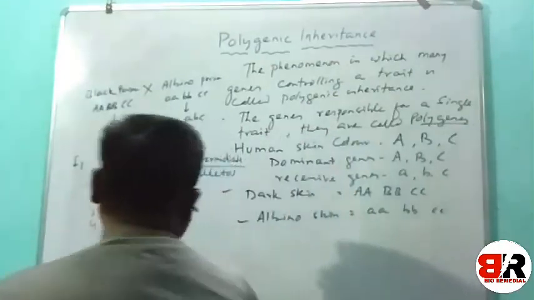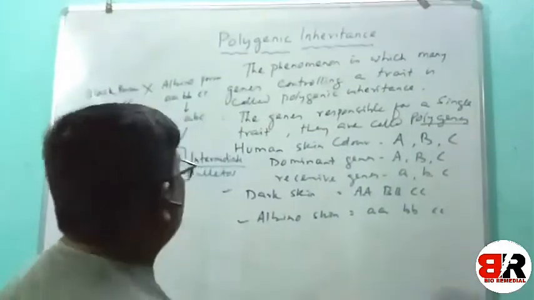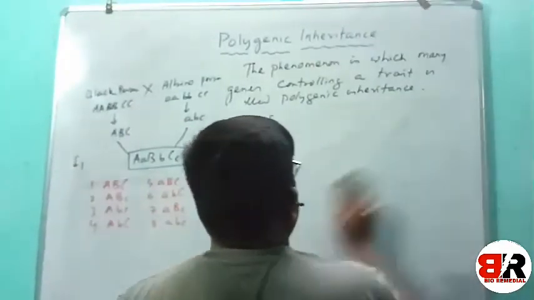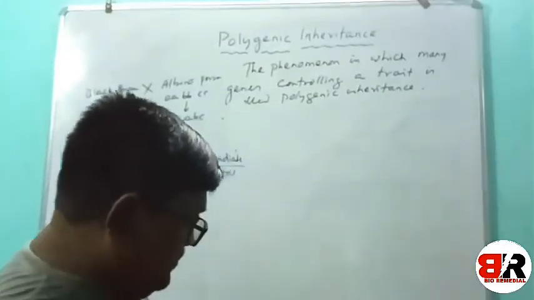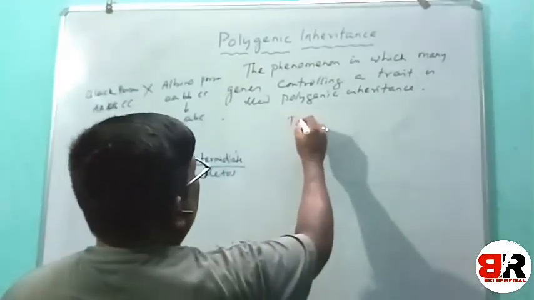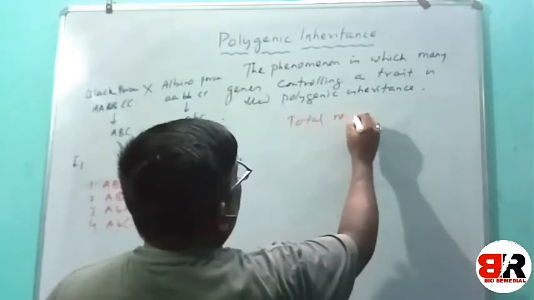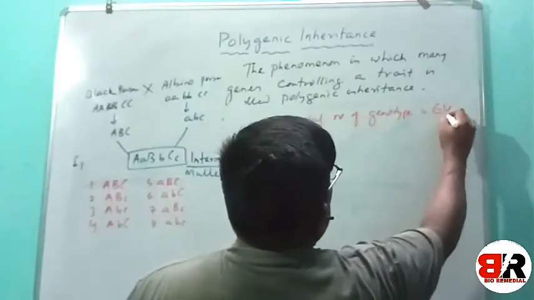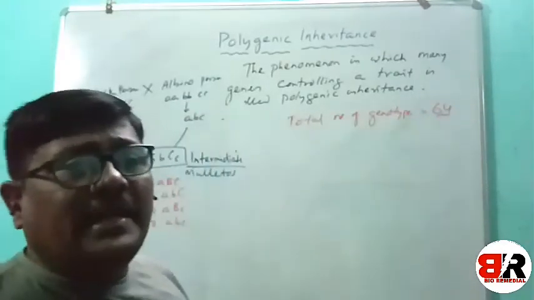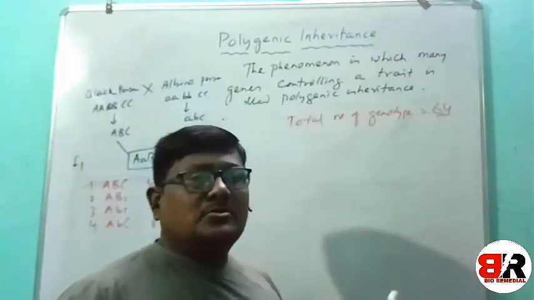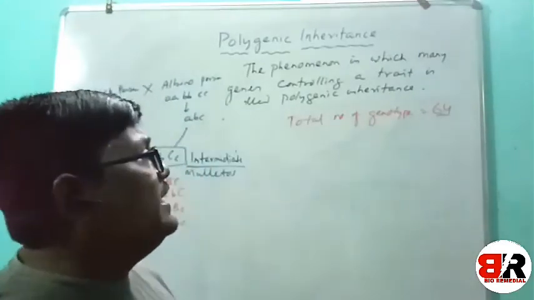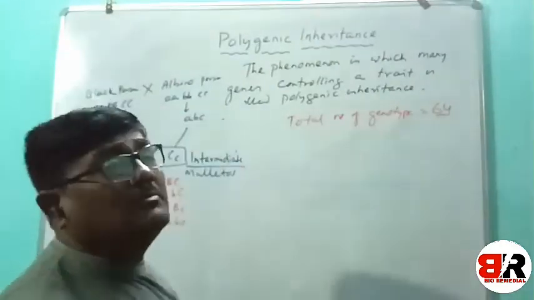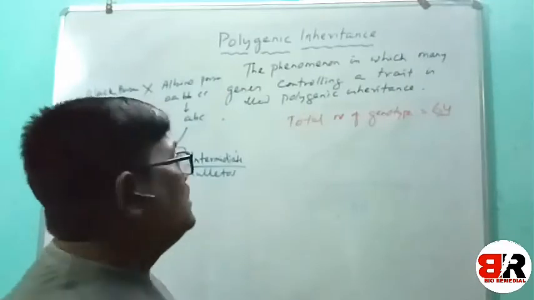Out of 64, let me erase this portion. The total number of genotypes will be 64, since 8 varieties of gametes will be intercrossed. So the maximum varieties of genetic combination we can get is 64. Out of 64, only one will be completely dark.